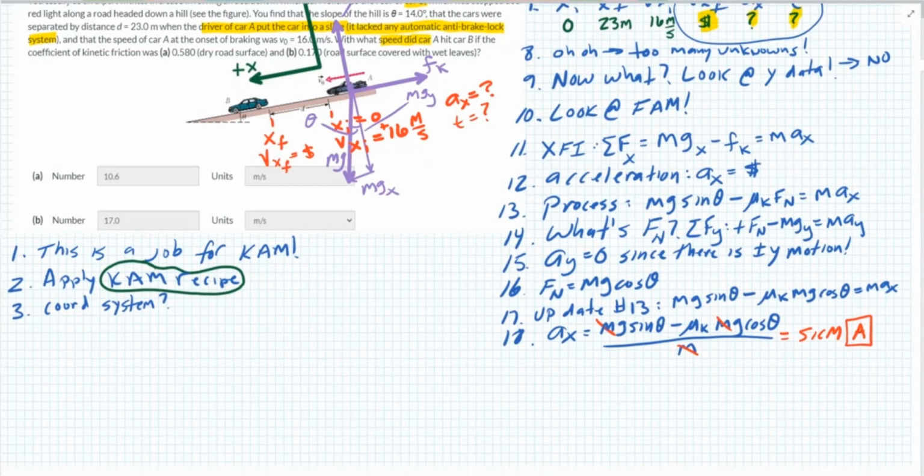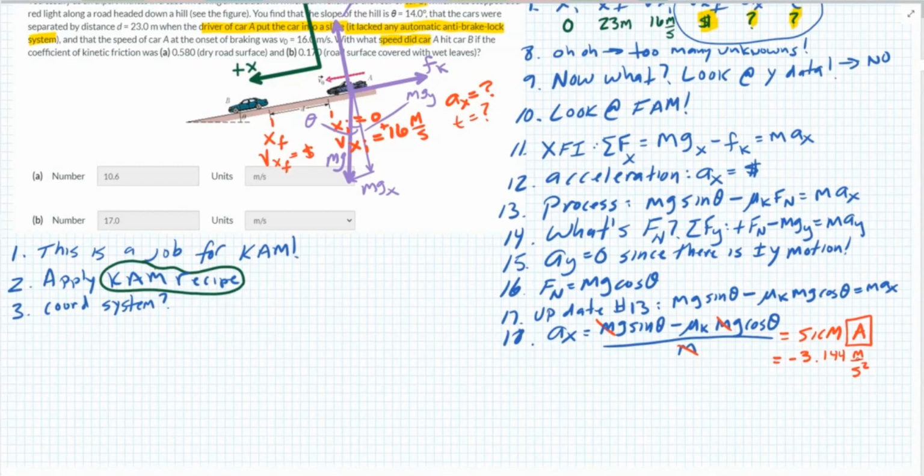g, 9.8 times sine of 14 minus mu sub k, which is 0.58, it's a dry road, times 9.8 times cosine of 14. I get this. Ooh, I get a negative number. That's very interesting. This equals negative 3.144 meters per second squared. And that's sitting here again in memory location A. Store alpha A.